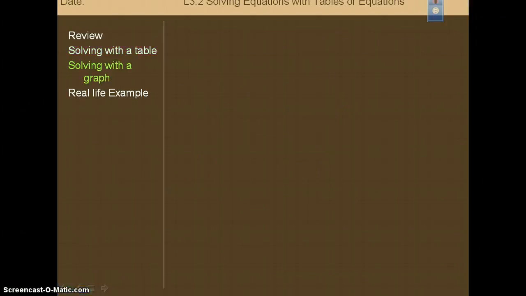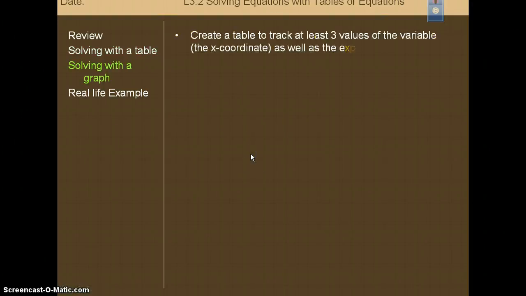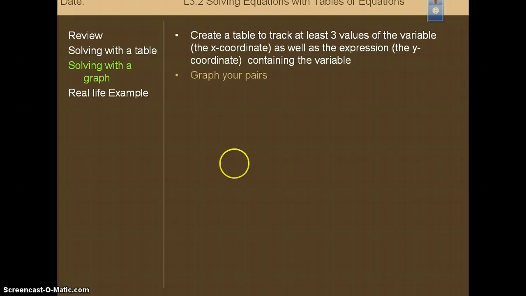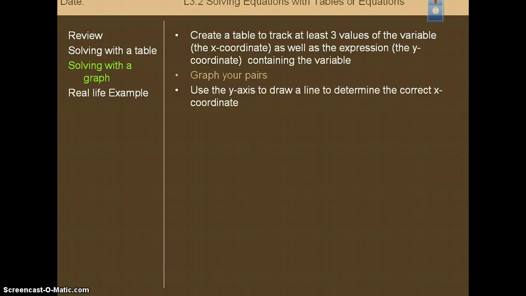If we don't want to solve an equation with a table, but we'd prefer to use a graph, we would essentially start in the same way. We would create a table to graph at least 3 values. The reason why we need 3 values is that at that point we can be pretty confident in the pattern of the graph, and therefore we can use that to help us determine the exact solution. We're going to use our variable as our x coordinate, and our y coordinate will be determined by the value of the expression containing the variable. We will graph our pairs and use the y-axis to draw a line to determine the x-coordinate, similar to what we saw with Sharon's pool.